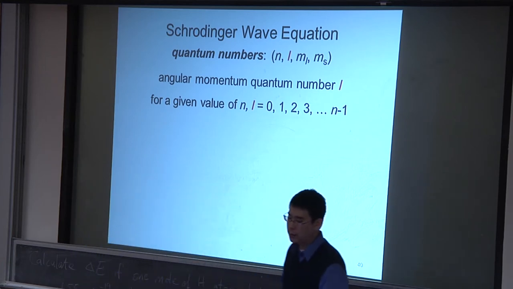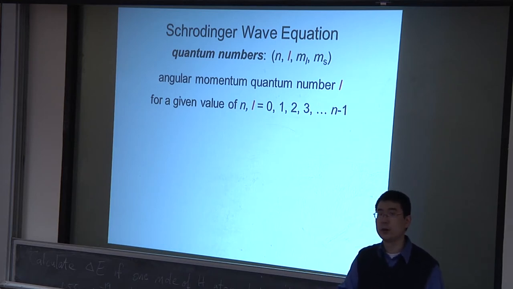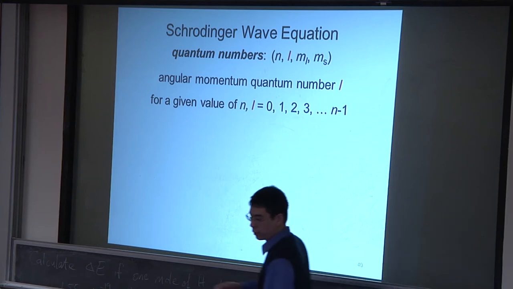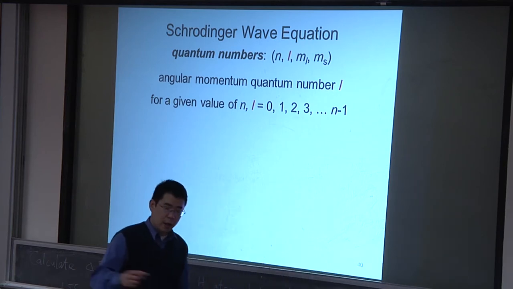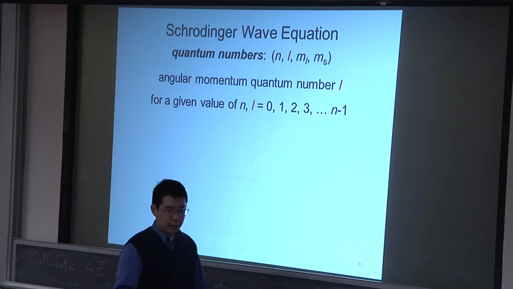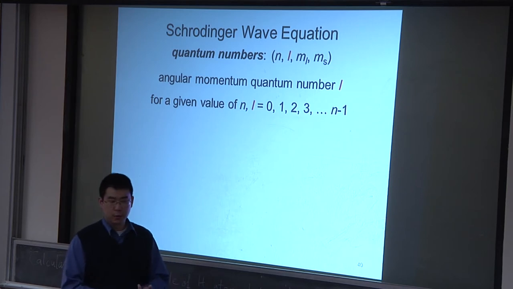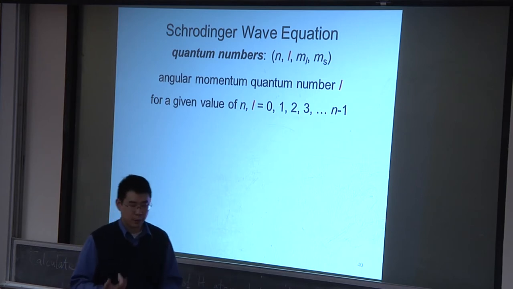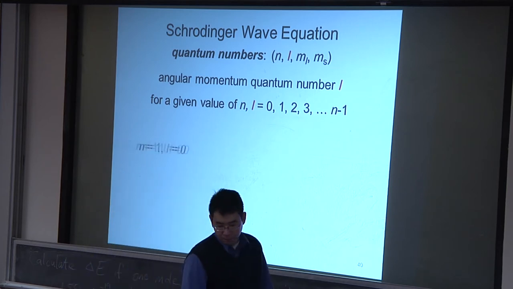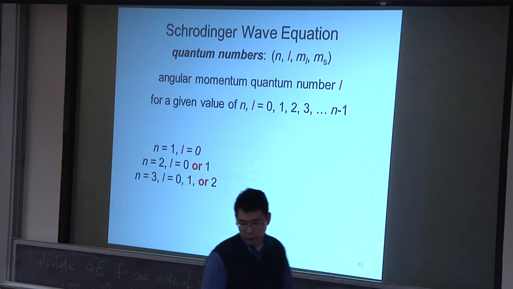L can be any whole number starting from 0. N started from 1, but L can be any whole number starting from 0, and it can go up to N minus 1. So if N is 3, L can be 0, 1, or 2, because 3 minus 1 is 2. For N equals 1, L equals 0. For N equals 2, L can be 0 or 1. For N equals 3, L can be 0, 1, or 2.